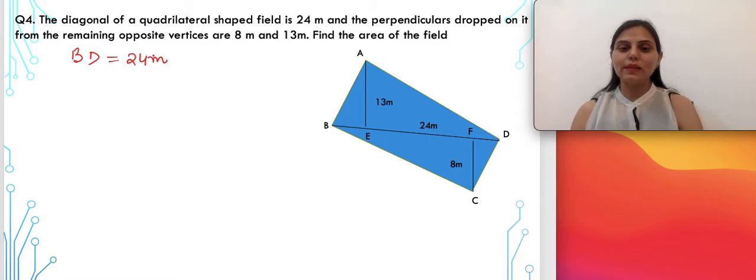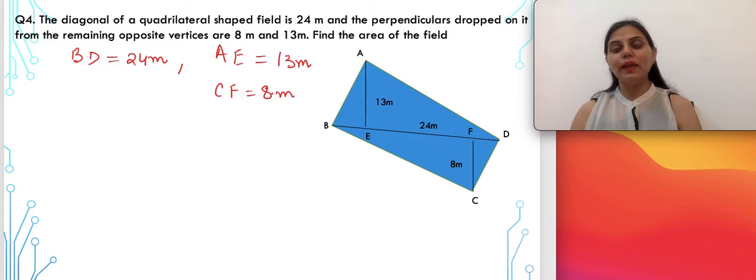So now in this case, I have taken 2 points E and F so that we can name the perpendiculars also. The first perpendicular that is given is AE, whose length is given as 13 meters. And for the other perpendicular, which is CF, the length is given as 8 meters. We need to find the area of the field.